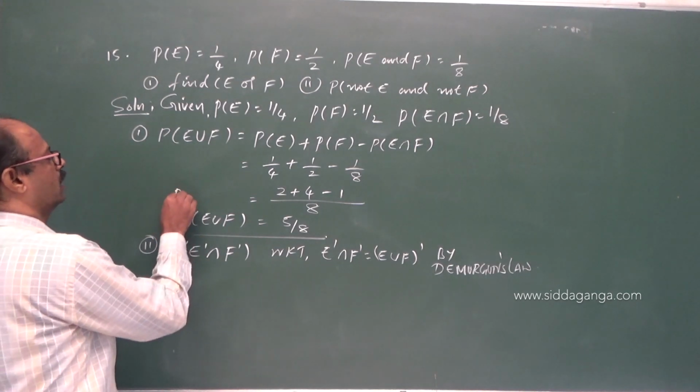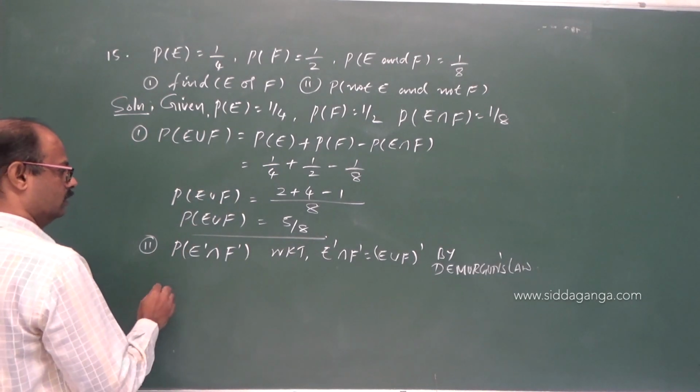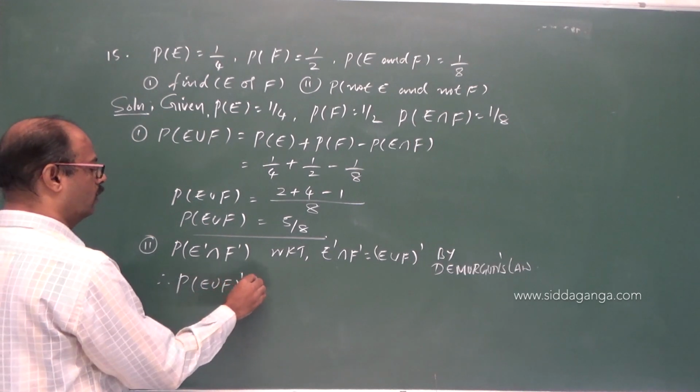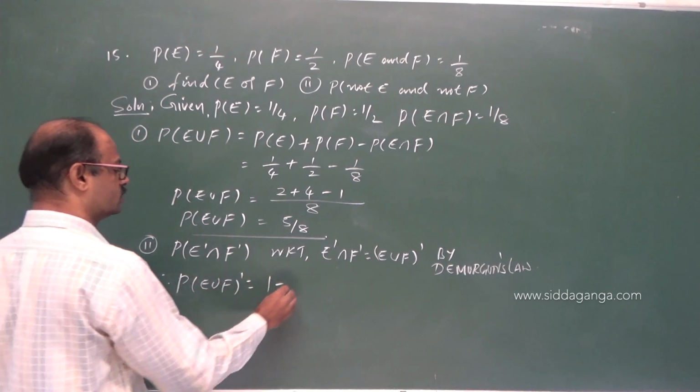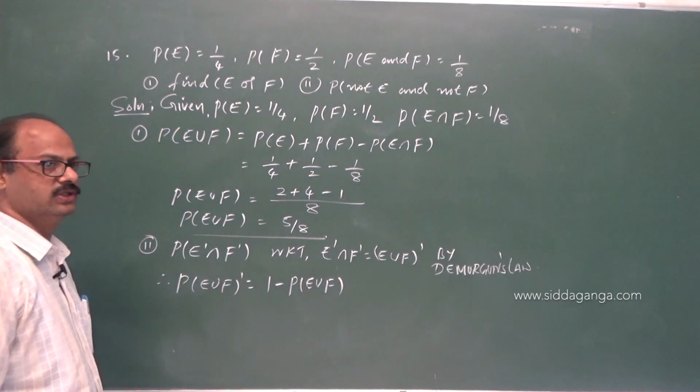Therefore, this is P of E union F whole dash. Therefore, P of E union F whole dash is equal to 1 minus P of E union F. The formula is like this.